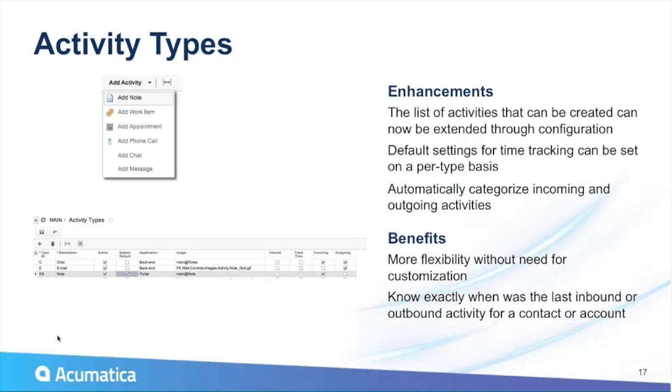As you will see, we added two new columns to this activity type screen called incoming and outgoing. This allows you to track which activities were initiated by your employees and which activities were initiated by your customer or vendor. So this allows you to quickly know, for example, when was the last inbound or last outbound activity for a contact or account.